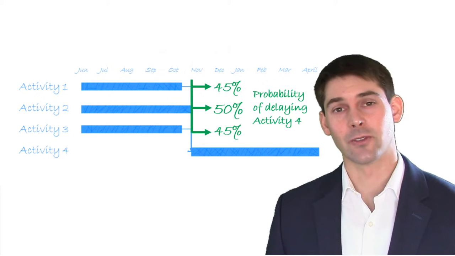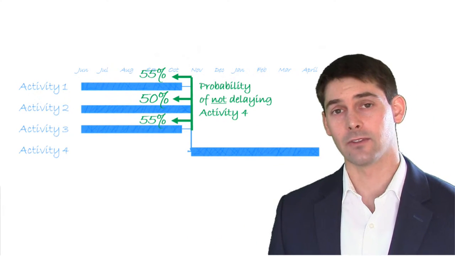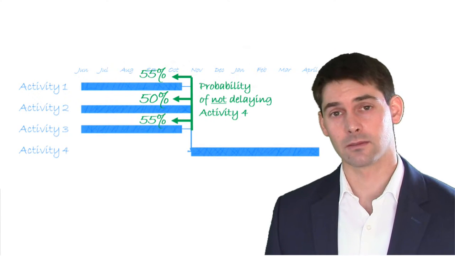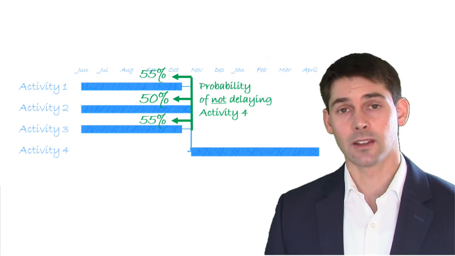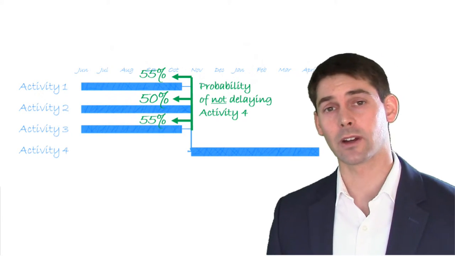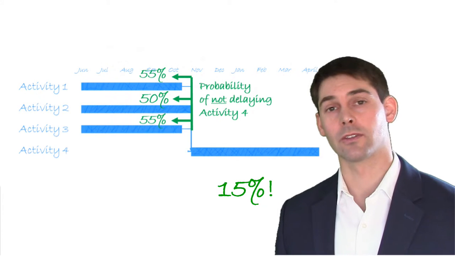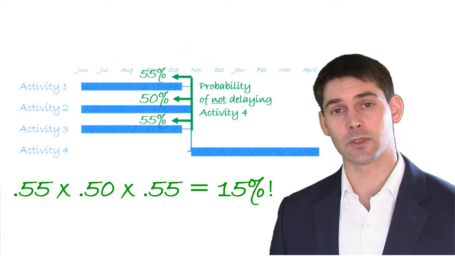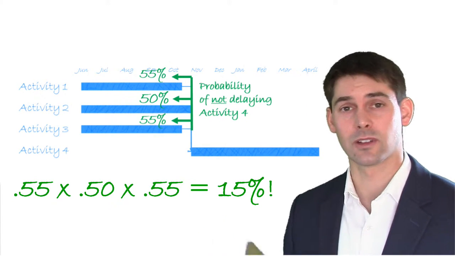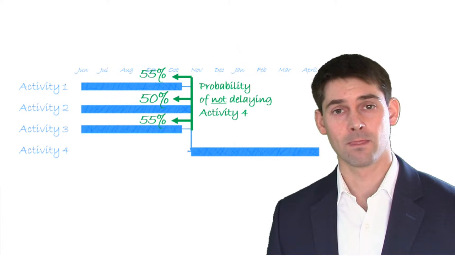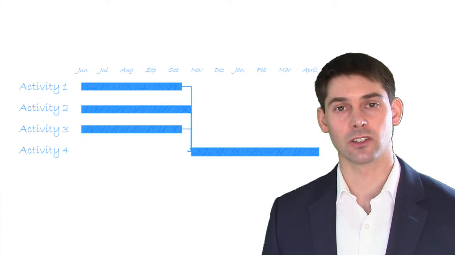So here's a big kicker. If we say that there's a 55% chance that activity 1 will end before activity 4 is set to begin, and a 50% chance that activity 2 will end on time, and another 55% chance that activity 3 will complete before activity 4 as listed here, then there's in fact only a 15% probability that we're going to start activity 4 on time. For 1 and 2 and 3 all to complete before activity 4 begins, that's a 55% chance times a 50% chance times a 55% chance, which is only a 15% chance that in our little basic schedule, activity 4 is going to begin as scheduled. Now in major projects, there's not 3 tasks in parallel, you've got tens of thousands of activities in your project plan.